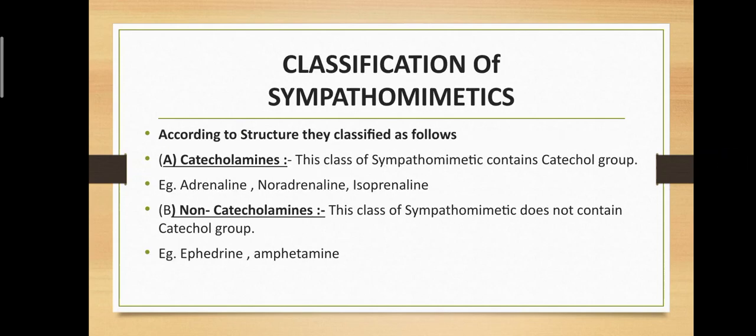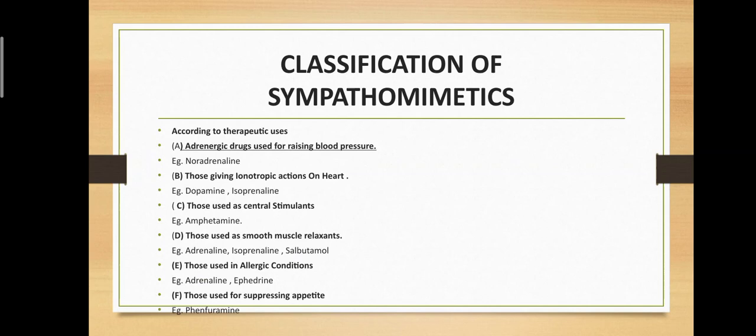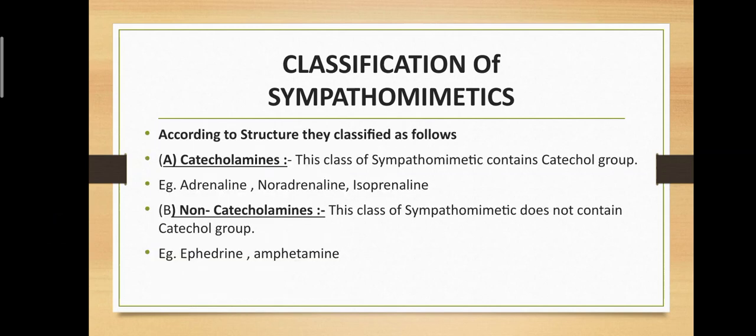Next point, classification of sympathomimetics. These are very simple classifications: according to structure and according to therapeutic uses. According to structure, they are classified into two types. First, catecholamines, and second, non-catecholamines. Catecholamines contain the catechol group. Example: adrenaline, noradrenaline, isoprenaline, etc. Non-catecholamines do not contain the catechol group. Example: ephedrine and amphetamine. This is the classification based on structure.